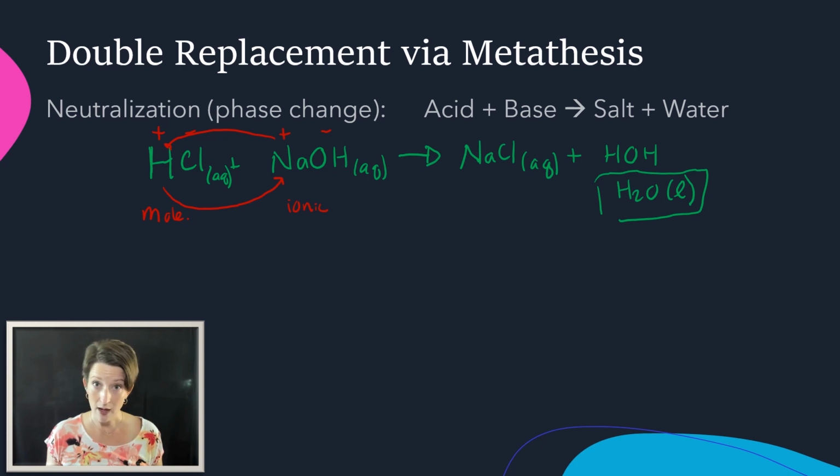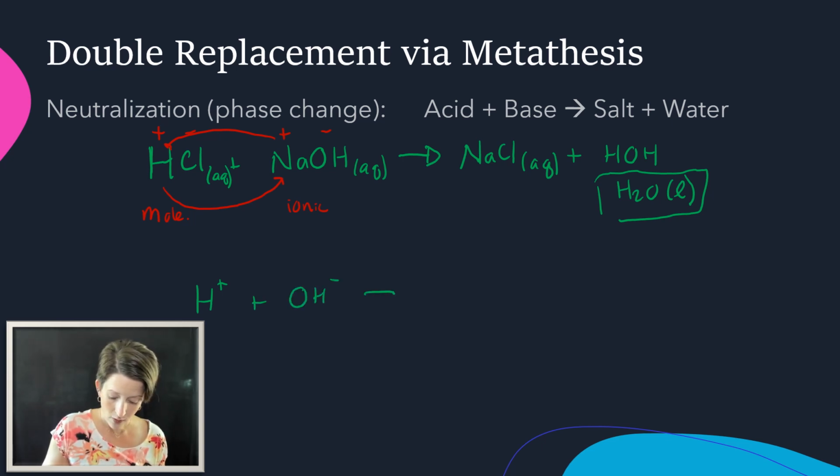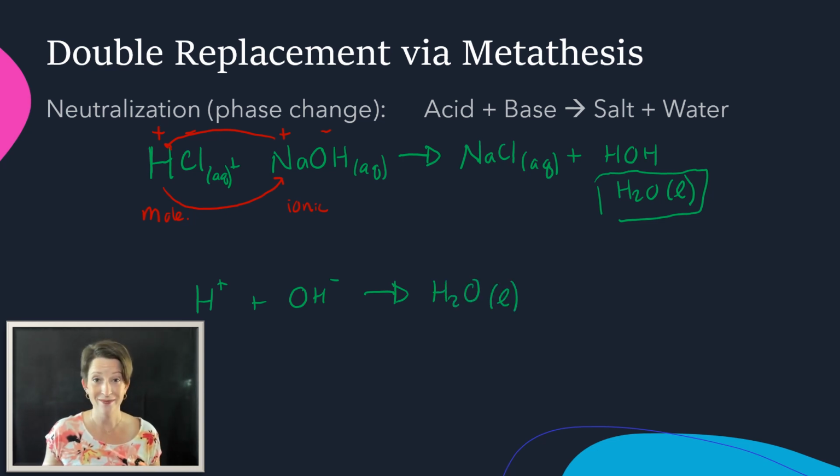Therefore, we have a net ionic equation. That net ionic equation is looking at the hydrogen ion and the hydroxide ion. That forms our liquid water. And that is what a neutralization reaction is.